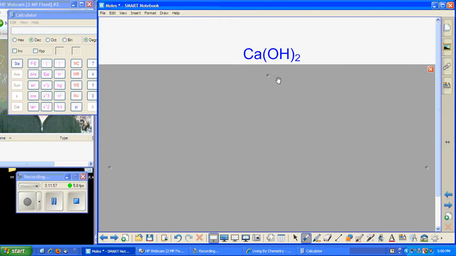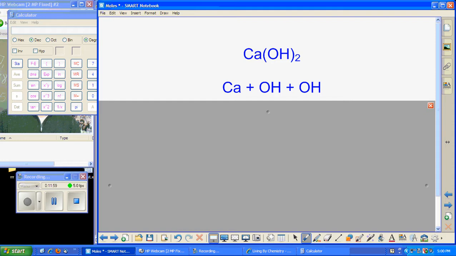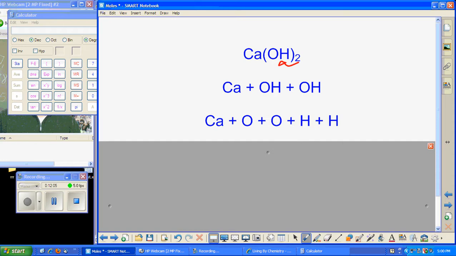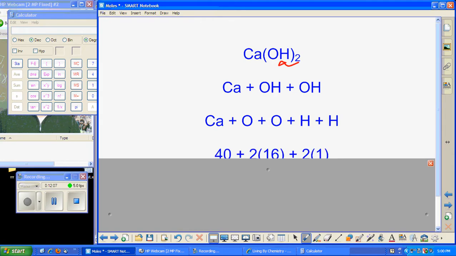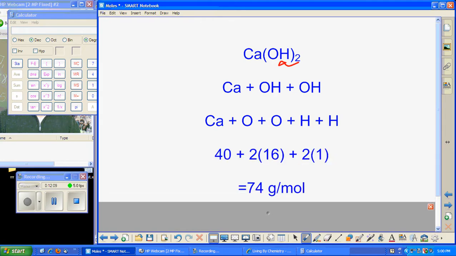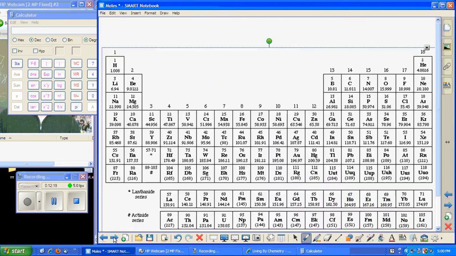Calcium hydroxide. It's made out of calcium and 2 OHs. The 2 applies to everything inside there. Calcium and 2 O's and 2 H's, which altogether equals 74. So both O's weigh 16, both H's weigh 1. So 74 grams per mole is the molar mass of calcium hydroxide.